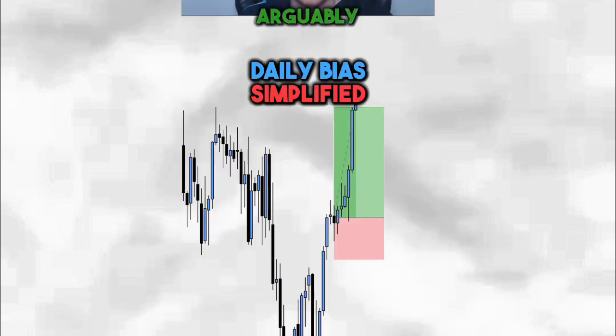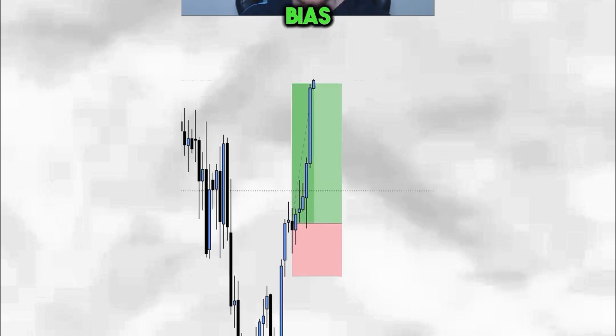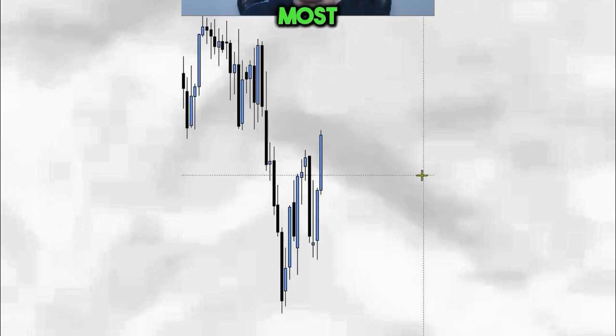Daily bias is arguably one of the most important things when it comes to becoming a successful day trader, and I have the best and easiest, most effective way to find your daily bias perfectly. As you know, most traders and probably yourself get confused when it comes to finding your daily bias in the market before you start trading.